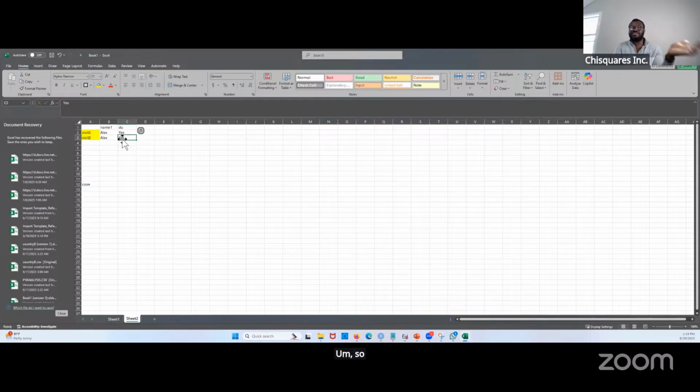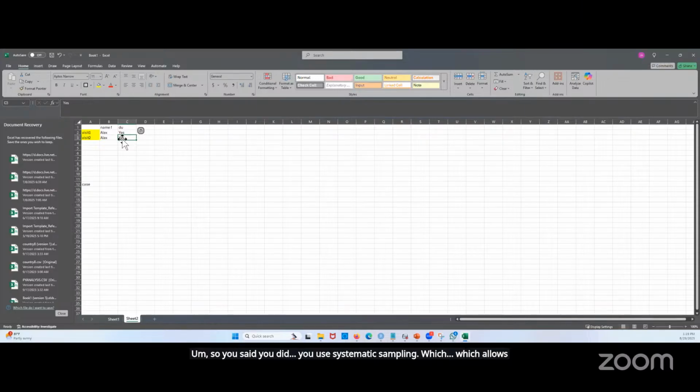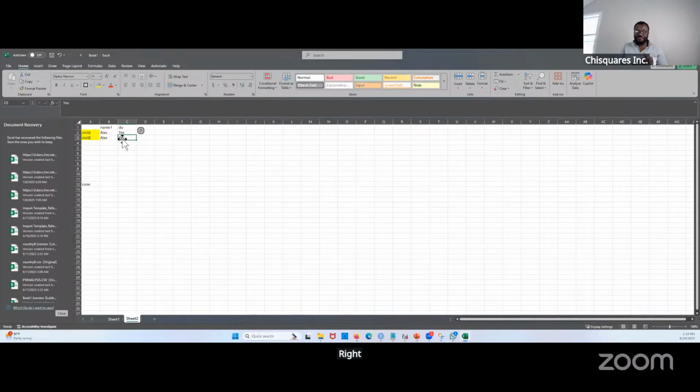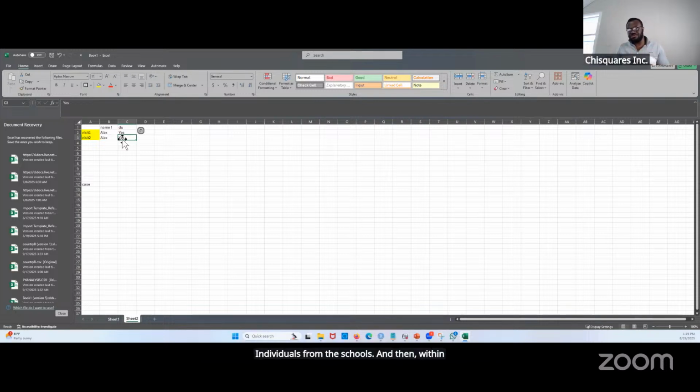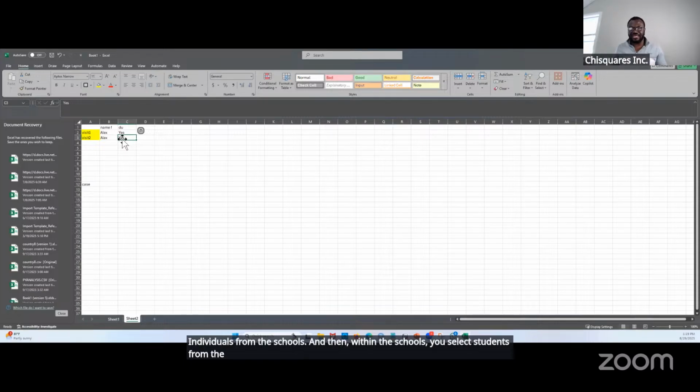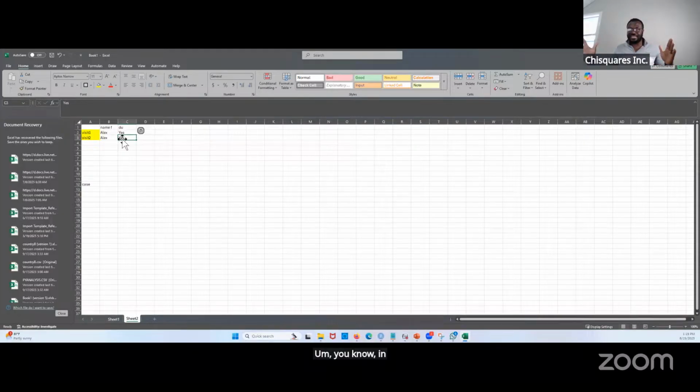So if you said you used systematic sampling, which allows like every nth element, right? Yes. But in this case, you seem to be using a multi-stage sampling where you first select schools, and then within the schools you select students from the classes. So it's possible that in the 6th grade, you might have multiple classrooms of 6th graders, right? So the question is, how are you selecting individuals?